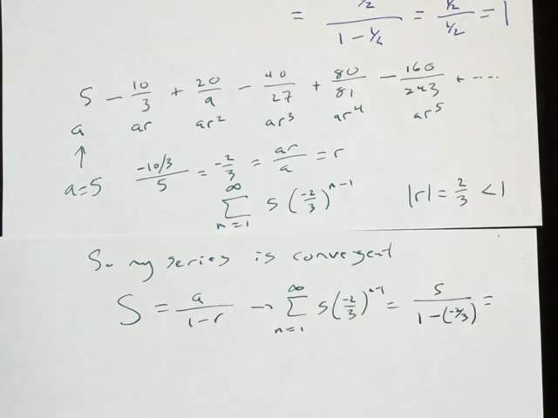All I have to do is do that. A over 1 minus R. So you're not using the absolute value. No, this is R itself. The absolute value is only used to determine whether or not it will converge.